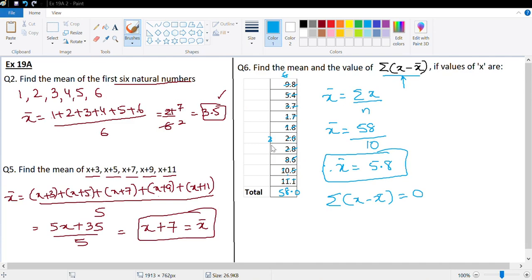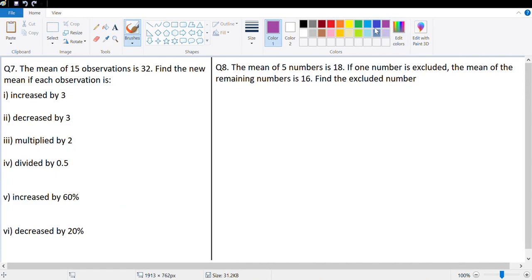The next question that we do is question number 7. It says mean of 15 observations is 32. So mean is given equal to 32. Find the mean if each observation is increased by 3. So new mean will be equal to old mean plus 3, because every observation is being increased by 3. That's the property we talked about. So that would be 35. Next, decrease by 3, which means new mean will be equal to old mean, which is 32, minus 3.